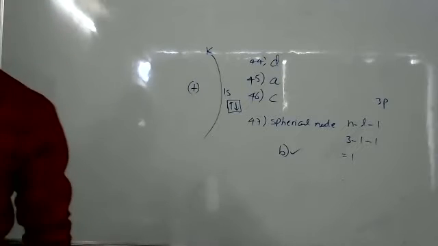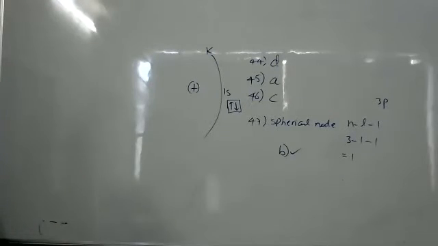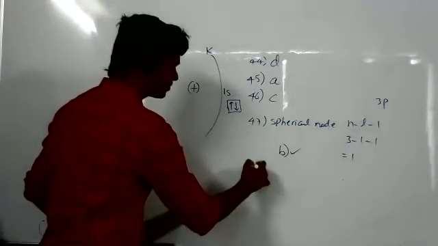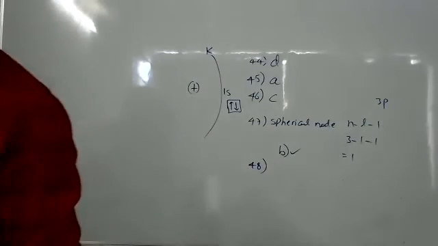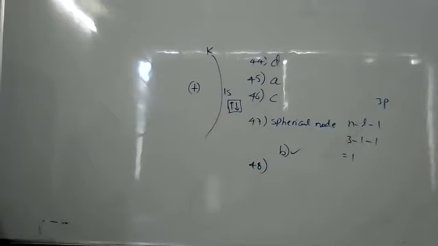Question number 48. Which of the following sets of quantum numbers are not possible? See, carefully check all of you. Option 1: n equal to 0, does it exist? No. Option 2: n equal to 1, l equal to 0, yes, it exists. Option 3: n equal to 1 and l equal to 1, so it does not exist. Option 4: n equal to 2, l equal to 1, yes, it exists. Option 5: n equal to 3, l equal to 3, does not exist. So 1, 3 and 5 are not possible. Option B is correct.